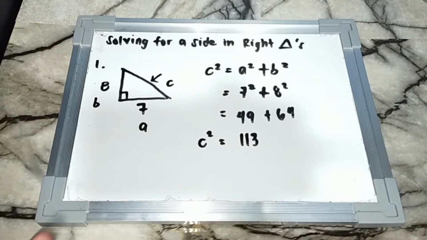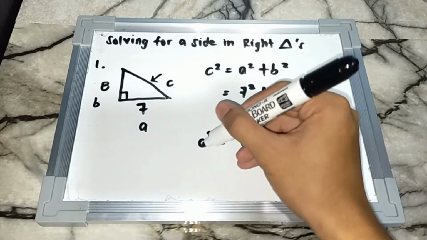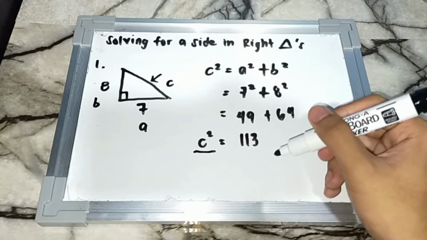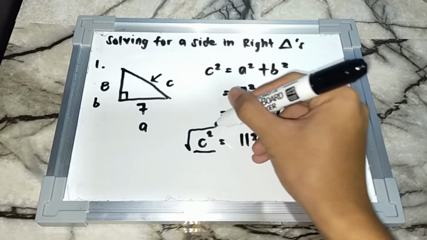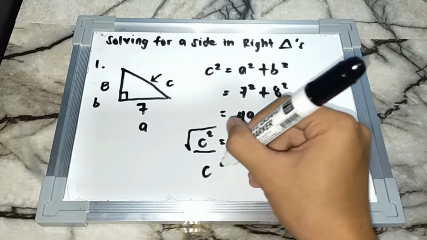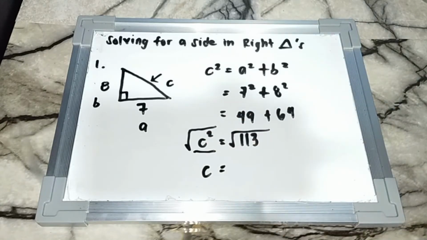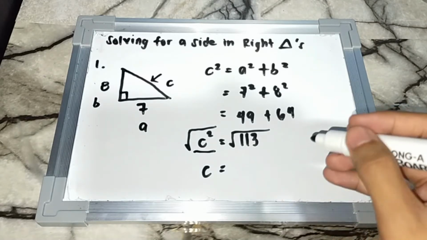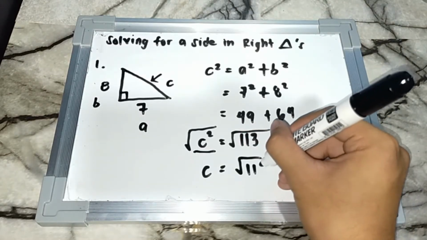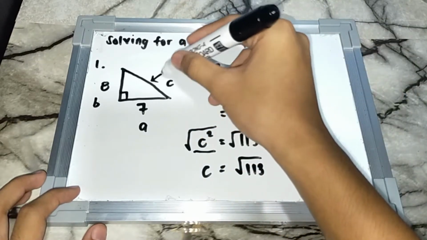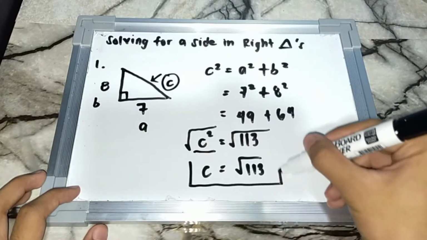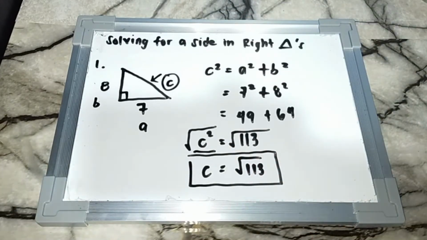Since we're finding the value of C, which is the hypotenuse, and here we have C squared, how could we get the value of C? We're just going to take the square root of both sides. So we have C is equal to the square root of 113. That is already simplified, therefore we can just write it as square root of 113. Therefore, the measurement of the hypotenuse is square root of 113.